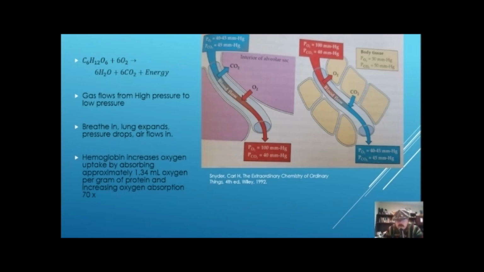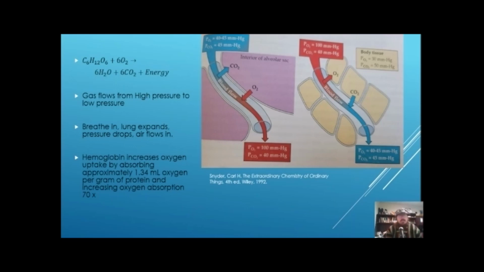We can directly apply these same gas laws to our breathing. What is going on in our body as we're breathing in and out? Our body needs glucose and turns this, with the oxygen, into water, CO2, and our energy.